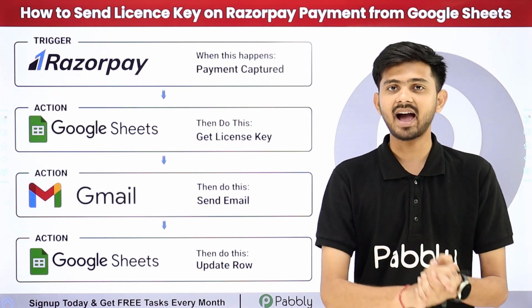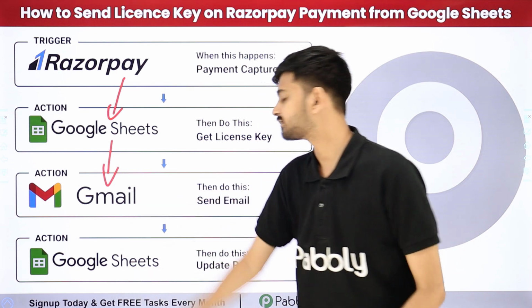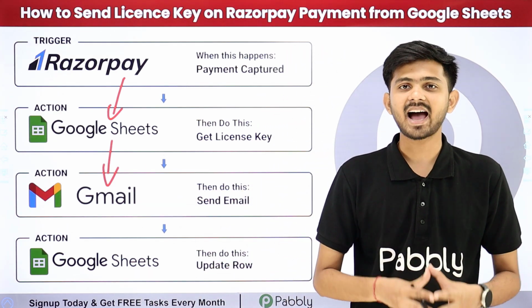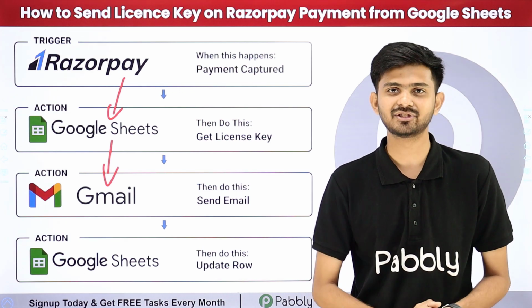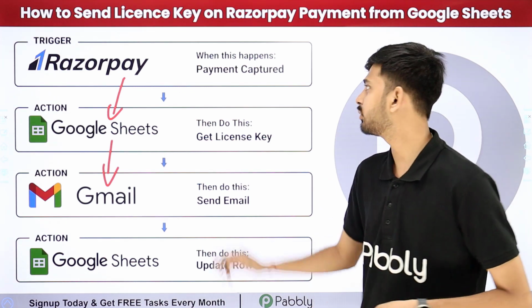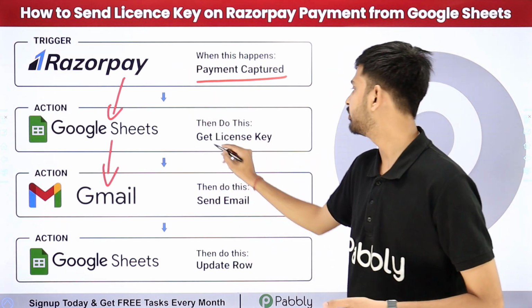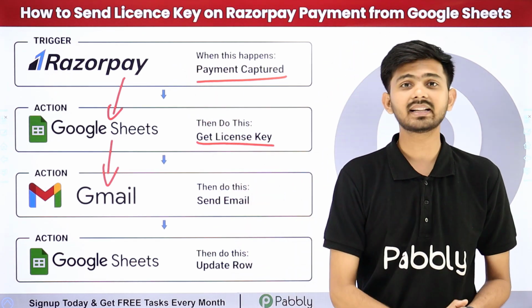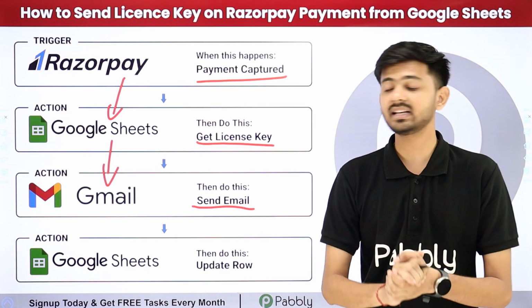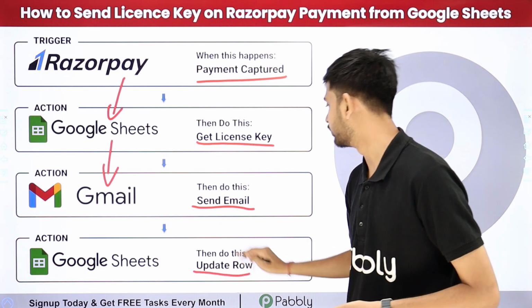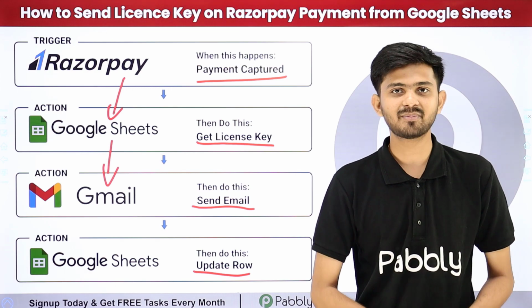So for my objective, I need to build a connection between Razorpay, Google Sheets and Gmail. So for building this connection, I'm going to use Pabbly Connect, which is an amazing software for automation and integration. Now with Pabbly Connect, as I'm going to receive a new payment through Razorpay for my software, then automatically first I'm going to get my license key, and after getting that license key, I'm going to send an email to my customer, and after sending that email, I'm going to update my row in my Google Sheet. So how I'm going to build this connection? For that, let me take you to my computer screen.